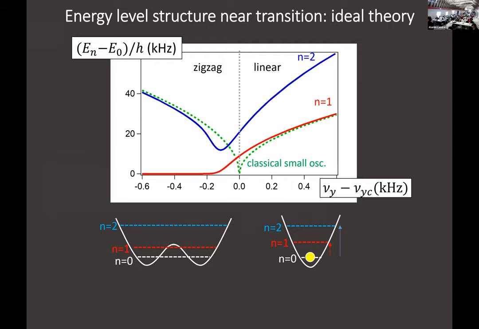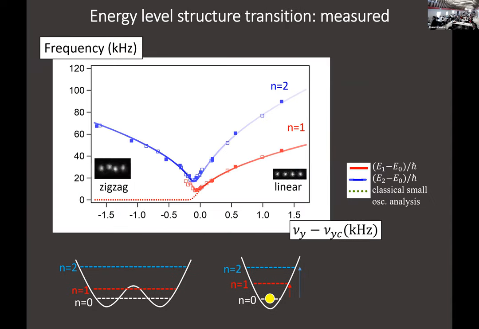Just to remind you, I want to zoom in on the close-in transition. Here's that picture I showed you before, the ideal theory with the spacing between the first excited state and the ground state going to zero, achieving degeneracy between these levels. Here's what the data looks like when you actually take the measurements. So you see that the data does not go to zero degeneracy. For this particular case, it actually turns around. So you never actually achieve the degeneracy there.